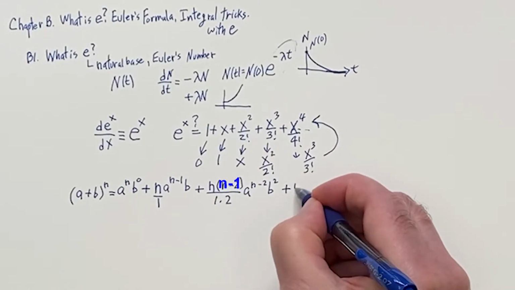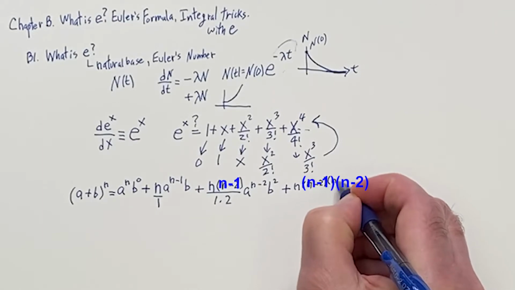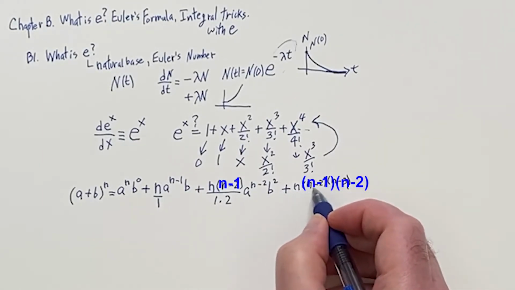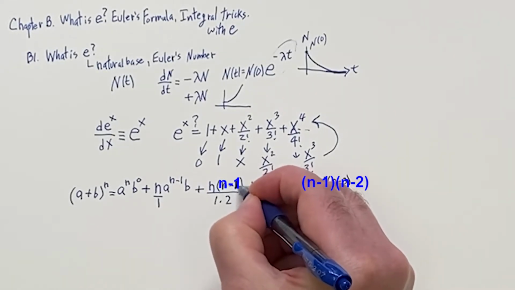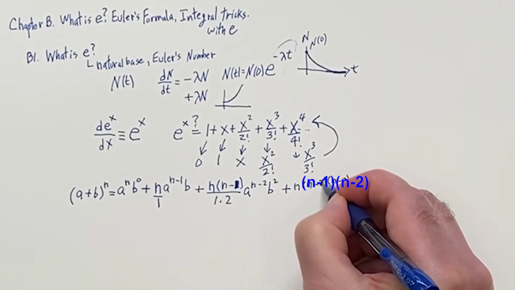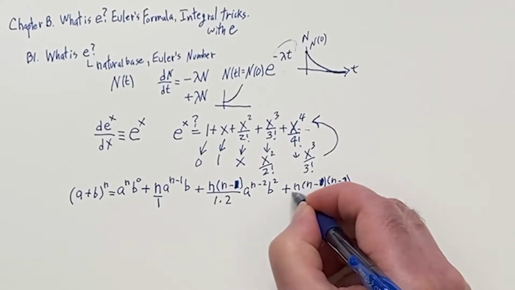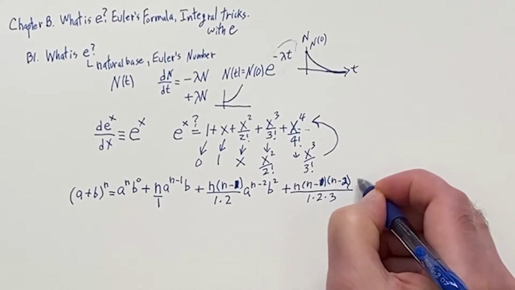And then the next one would be n, n minus 1 to pick the second, n minus 2 to pick the third, and then since the order doesn't matter, we divide by 1 times 2 times 3.